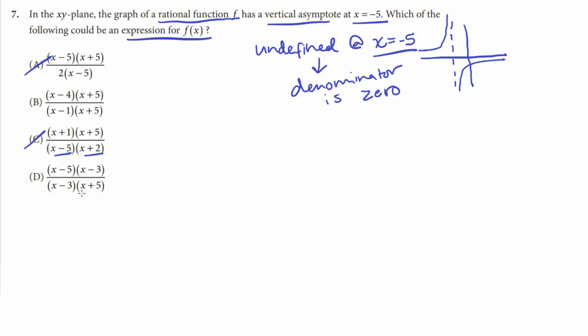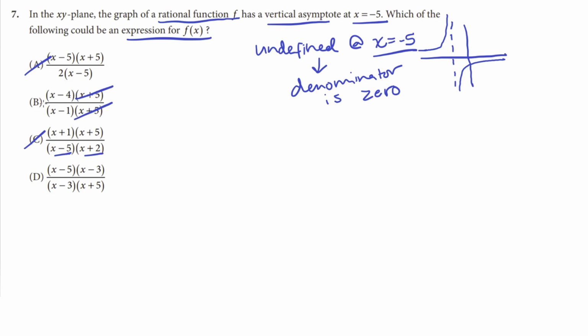And then answer choice D has this x plus 5 term in the denominator. If x is -5, -5 plus 5 is 0. So the answer is either B or D. Now if we look closely at B, we see that in the numerator we have this x plus 5 term, and we also have one in the denominator. So what happens is we can cancel this out. And that means that the actual rational function is the graph of this.